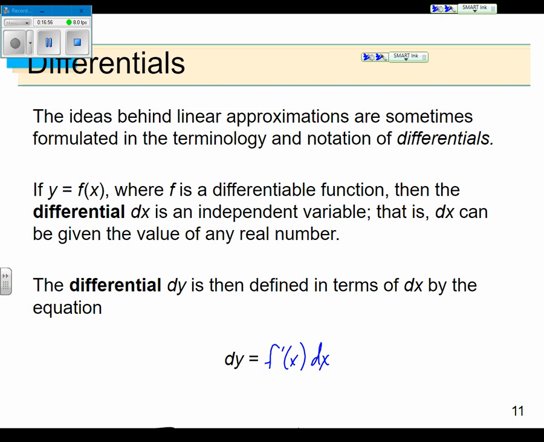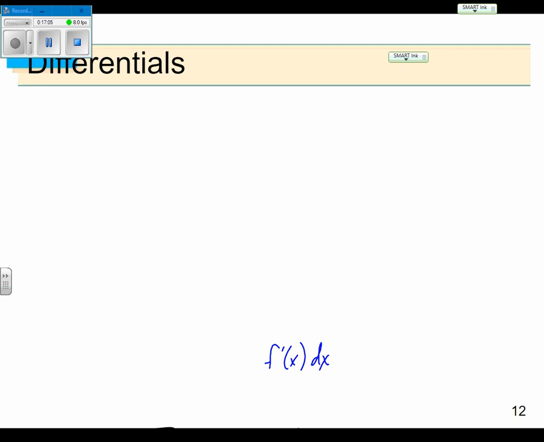Not too hard to see where that comes from. dy over dx equals f prime. So if I just multiply both sides by dx, we're good. So let me draw you a picture as to what's going on. Let me attempt to draw a picture. I might have to use my editing software on this.